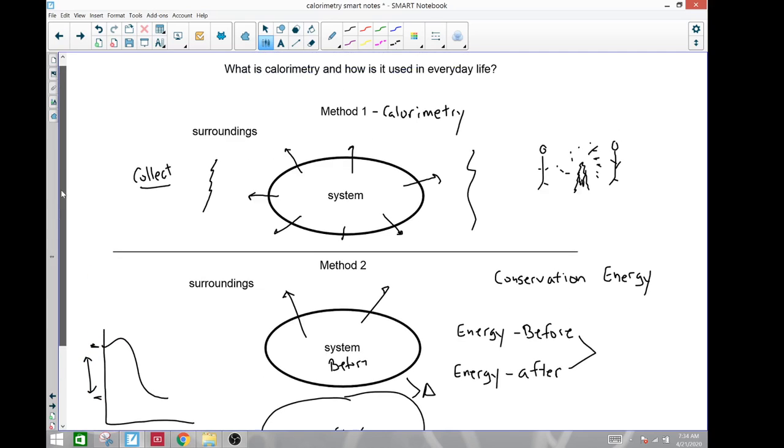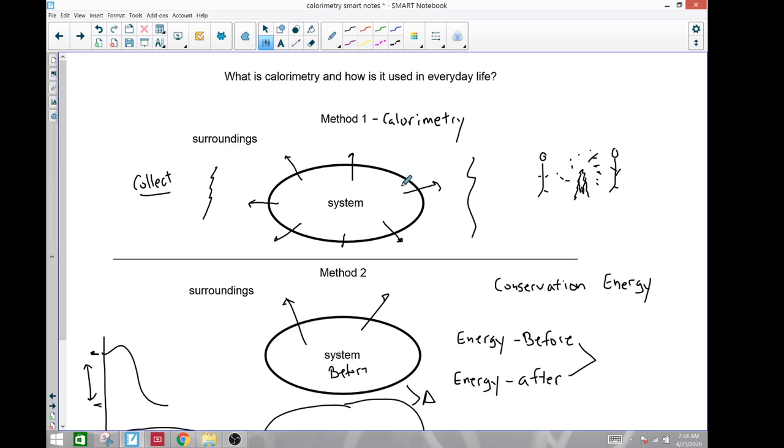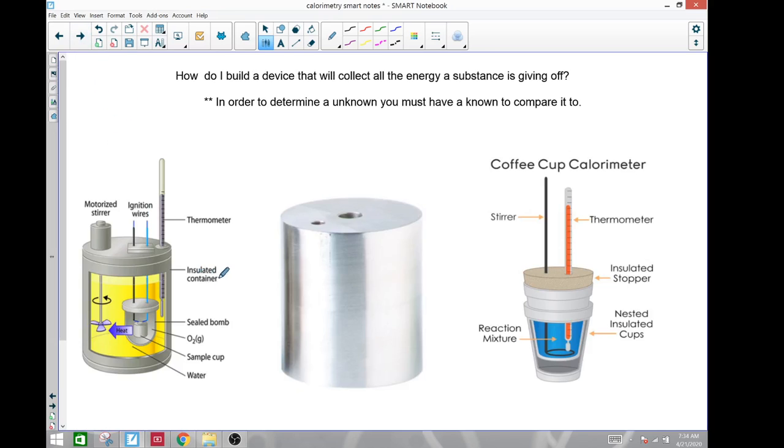All right, but this video is more on calorimetry, where we're literally just going to collect the energy from the outside. Well, how would you do that? These are some examples of this. How do I build a device that would collect energy? It's got to be something that's all around it, and we need something to collect it. Now, in order to determine an unknown, you must have a known to compare it to, and a lot of times we refer to this as a known collector.